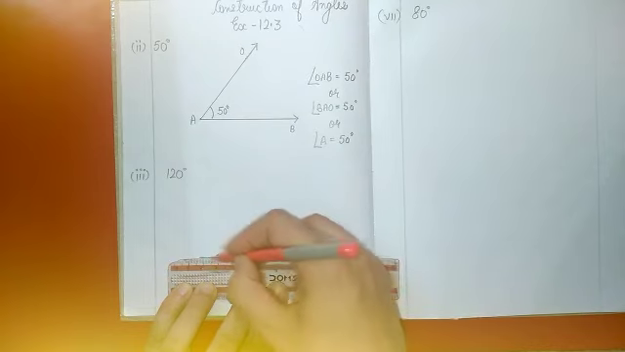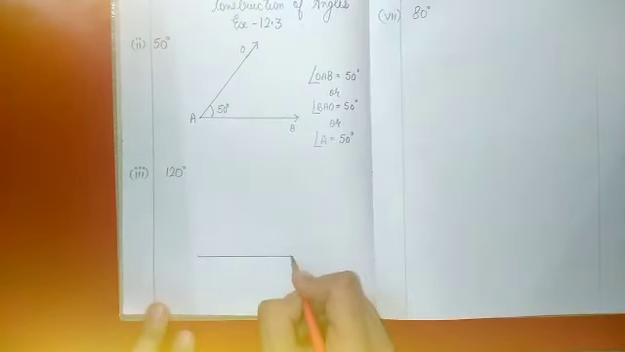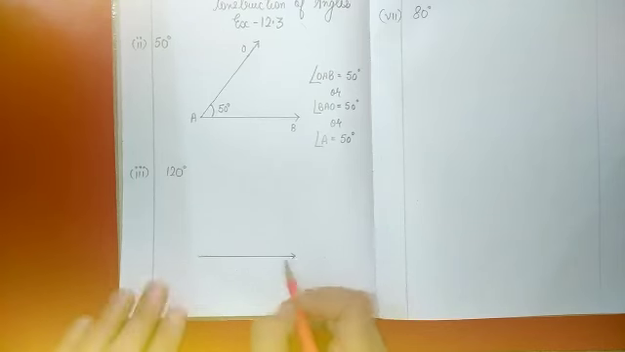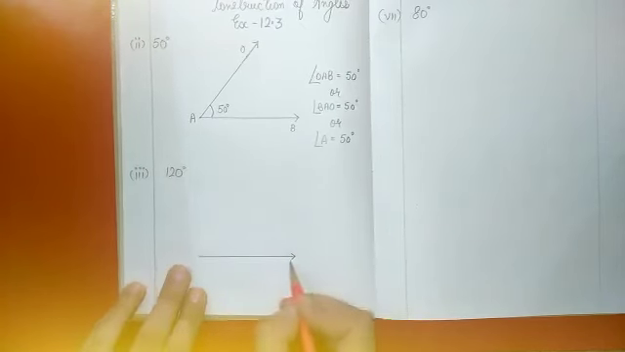It has to be straight. If you draw even a little bit slanting, your angle will not be correct. First step is done. I have again drawn a ray towards the right side.